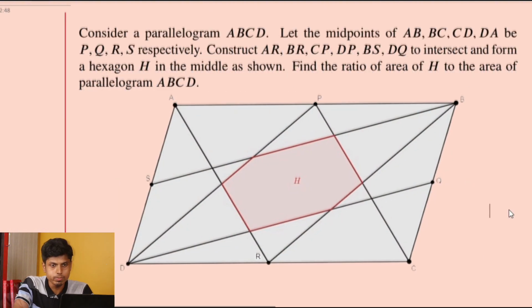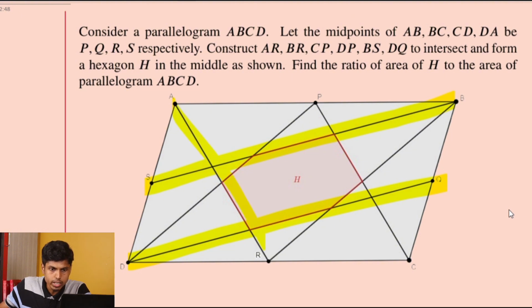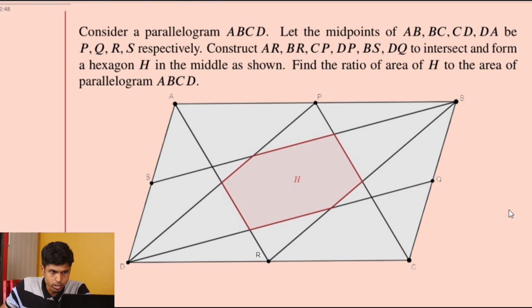Here's the parallelogram. So the vertex B is joined to the midpoint of AD and vertex D is joined to the midpoint of BC. And vertex A to the midpoint of CD, vertex C to the midpoint of AB. Now they all intersect and you will form a nice quadrilateral over here. And in fact, this will be a parallelogram.